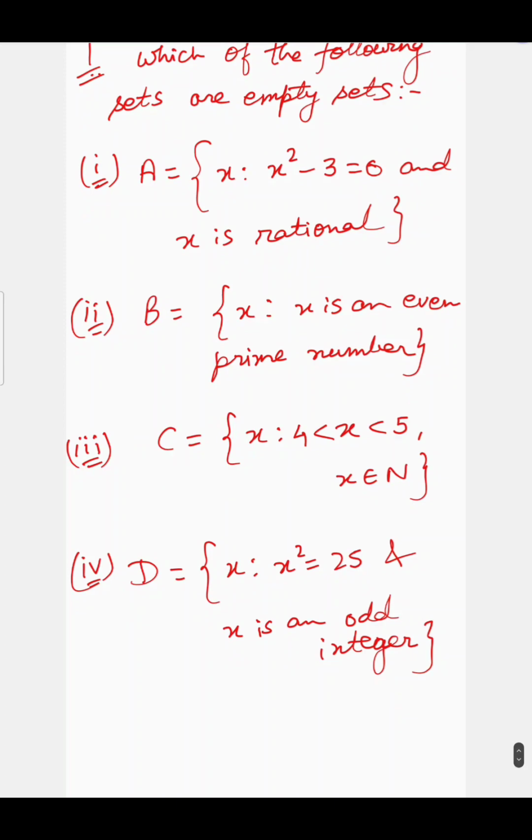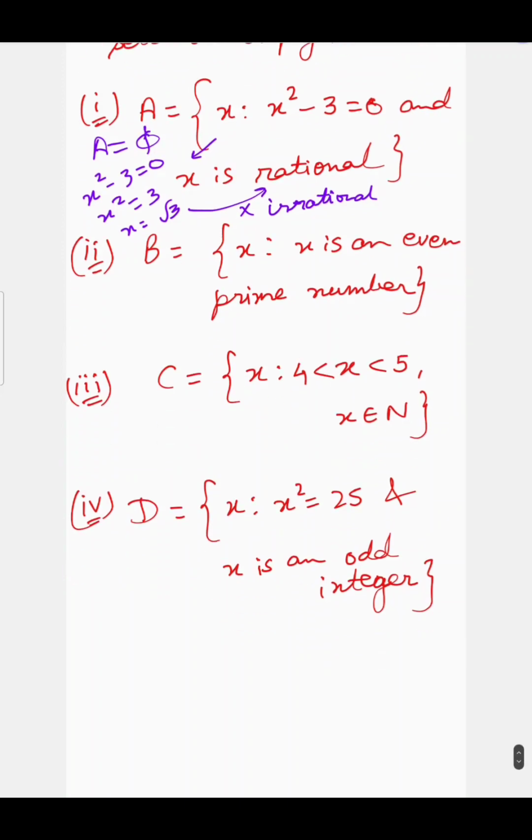Okay, I hope that you have done this. So let's start with this. x squared minus 3 is equal to 0, x squared is equal to 3, x is equal to root 3, and is that rational? No, that is irrational. So therefore set A is empty.